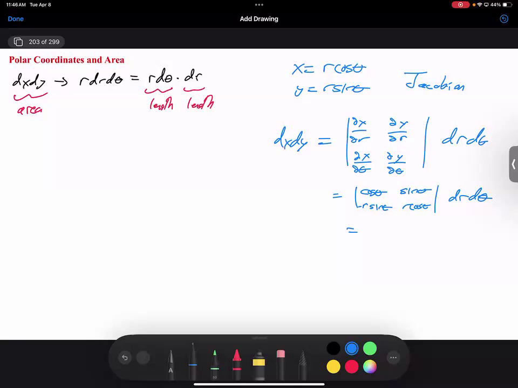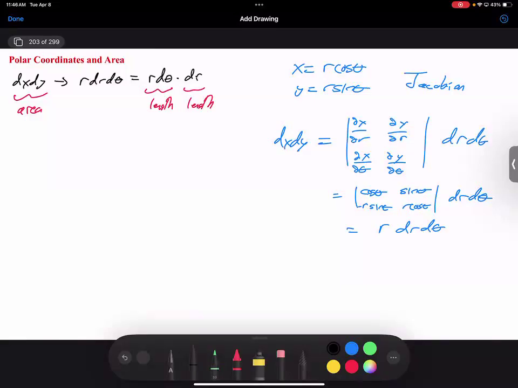And that's going to be r cosine squared minus a minus r sine squared. So it's going to be r times cosine squared plus sine squared. So that's just going to give you r dr d theta. And so if you remember your multivariable calculus and your derivatives, that's what's going on.